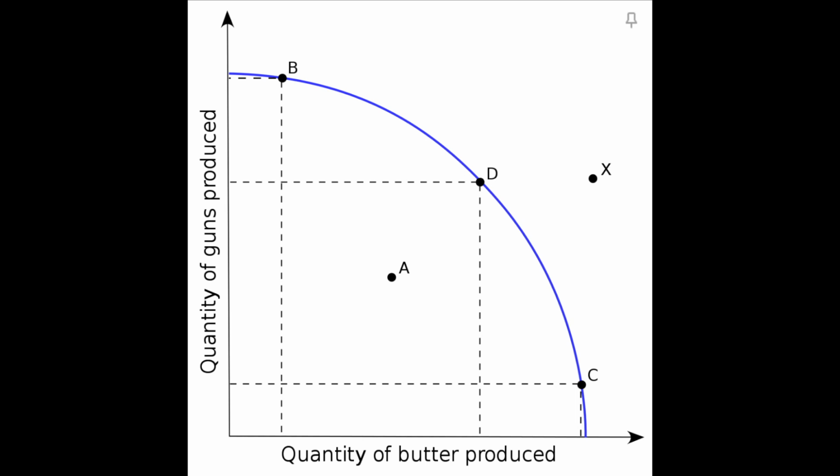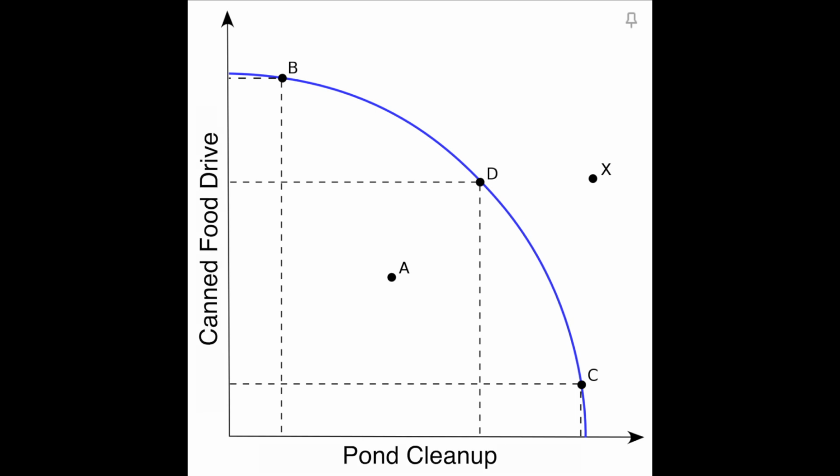While usually a production possibilities curve will compare the production of two products, it is possible for it to compare other economic processes. For example, it could compare two projects occurring in a community, let's say the cleanup of a pond and a canned food drive. If more resources, scarce resources that is, such as time and money, are put into the pond cleanup, then less time and money can be put into the canned food drive, and vice versa.